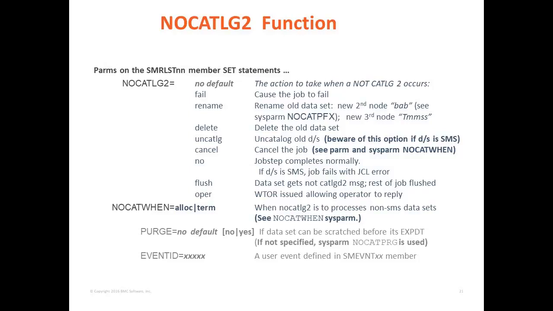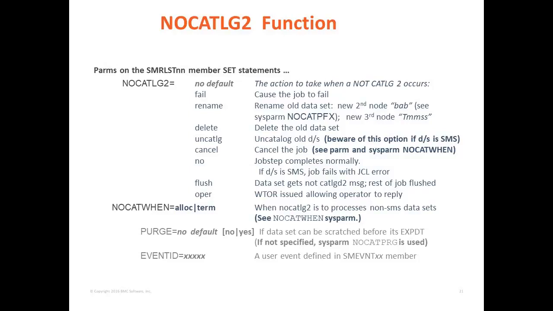For the RList member of the NoCatG2 function, there are several set statements that can be coded to provide various levels of recovery, depending on whether the dataset is SMS managed or not. The options are to fail, rename, delete, uncatalog, cancel, flush, oper, or take no action. The no-cat-when statement is used to determine when the function is to be invoked. SMS is at allocation time, and non-SMS is at step end.